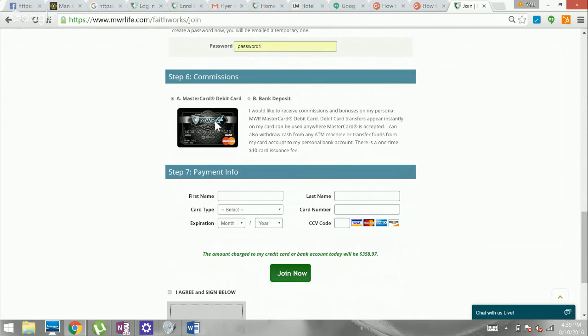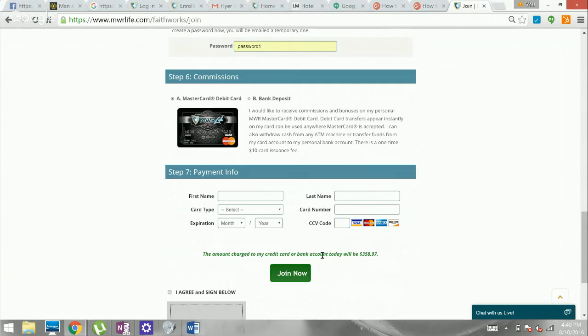Again, when it comes to this commissions part, I always tell people to get the debit card. It's faster, and you can still transfer money to your bank account through the debit card, MasterCard. The MWR Life Black MasterCard is a great way to promote your business when you're doing presentations or whatever the case may be. You can show somebody that card, and it gets people excited knowing that we get paid daily on that card.